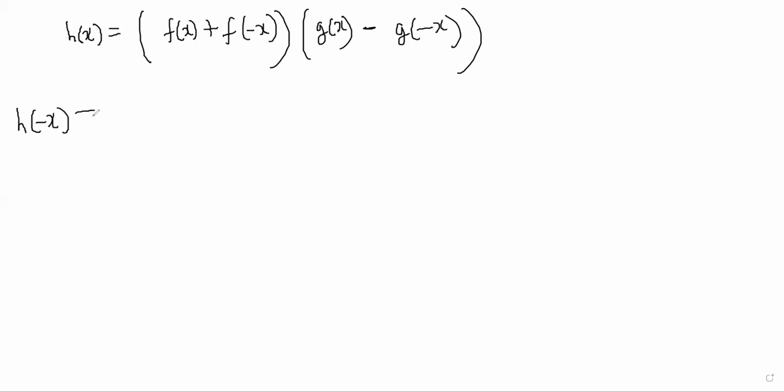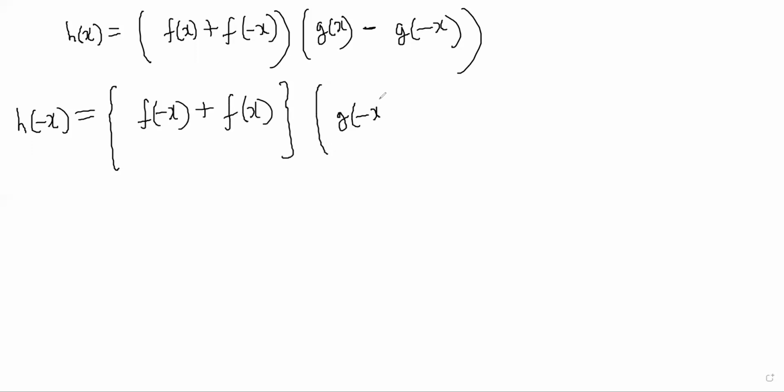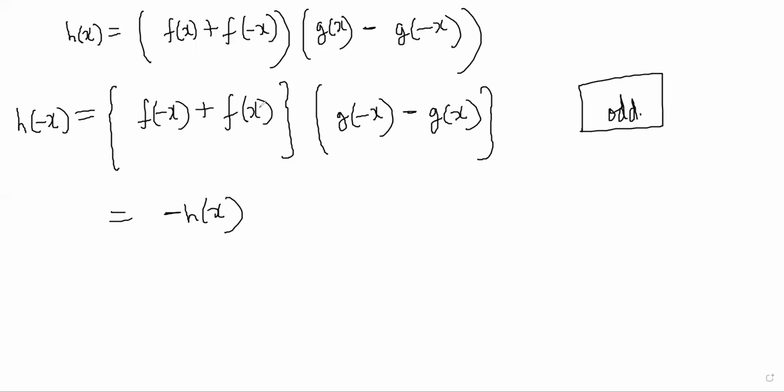Put h of minus x and see what happens. It becomes f of minus x plus f of x, and this becomes g of minus x minus g of x. It's obviously negative, no? So it is odd. There is no problem here. You just put h of minus x, see what is the connection of that to h of x. Got it. Just definition. What else?